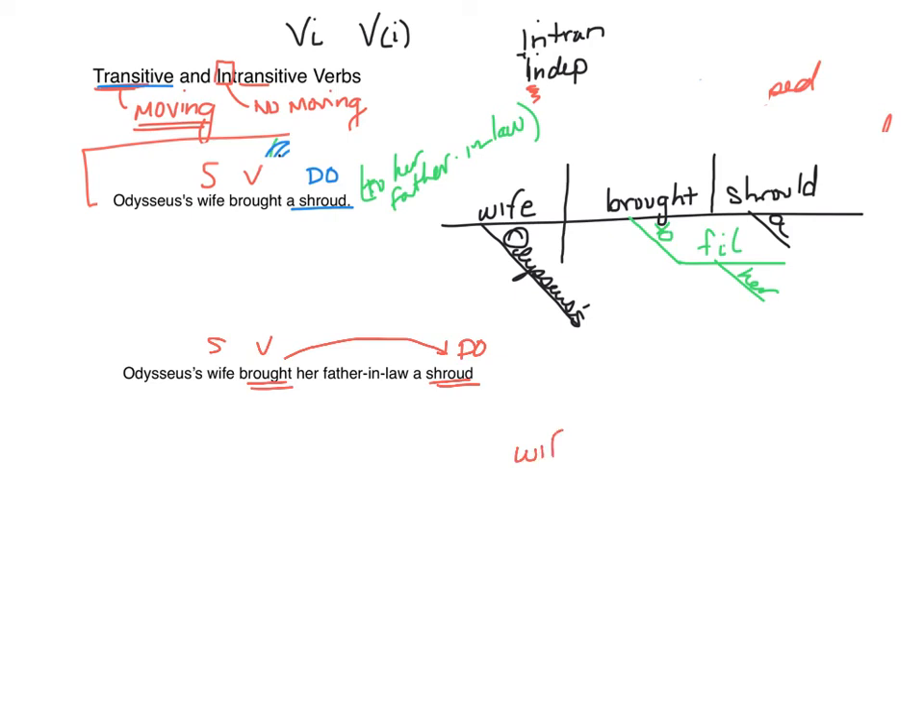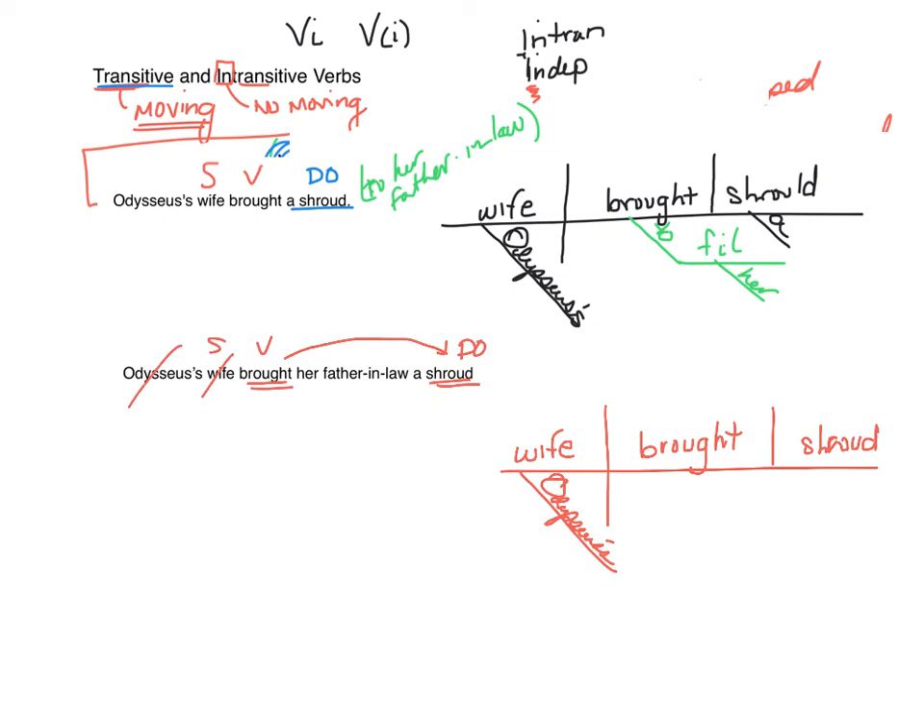So we start the same way. We found the wife, we found the brought. The minute we have those two things on the main idea line, we should say, that's not a complete idea. What did she bring? Well, she brought a shroud. No problem. For some reason, this pen really hates R's. Okay, so we have Odysseus's. I can diagram that easy. Odysseus's wife brought shroud a.